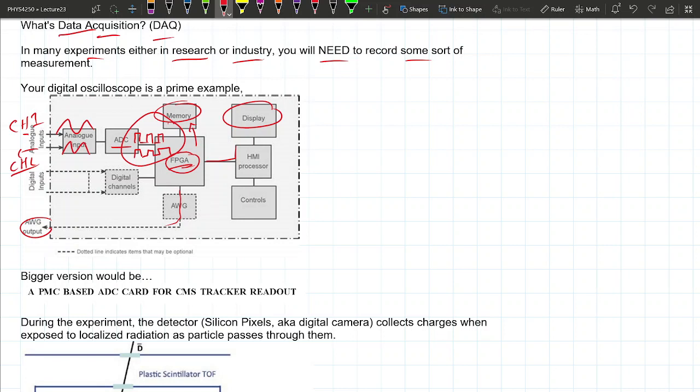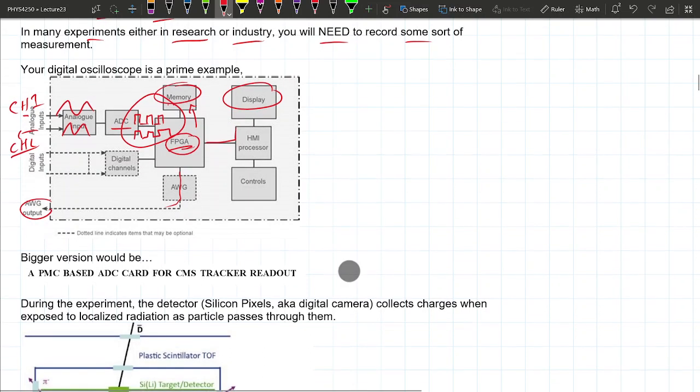So this is the functional schematic inside the oscilloscope. And of course, in order to change the voltage per division and the seconds per division, there are some controls. These are all the control knobs that you're touching all the time when you're running an oscilloscope. And this is actually what's inside your oscilloscope.